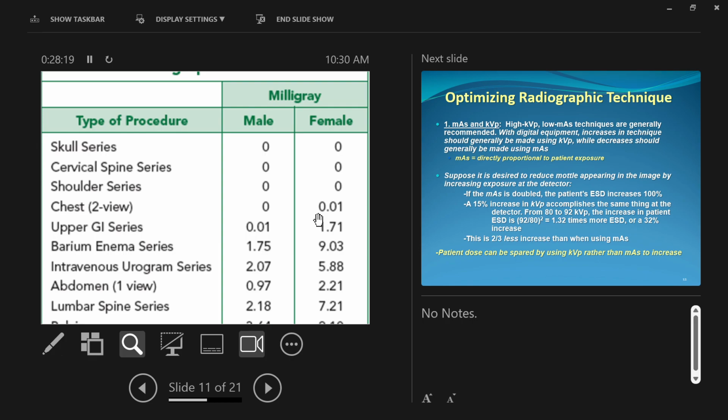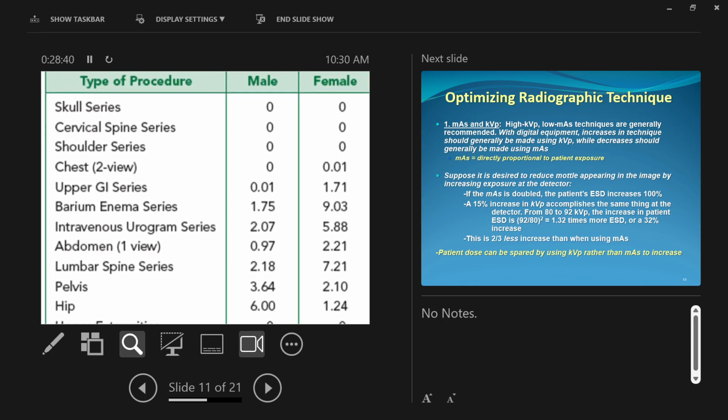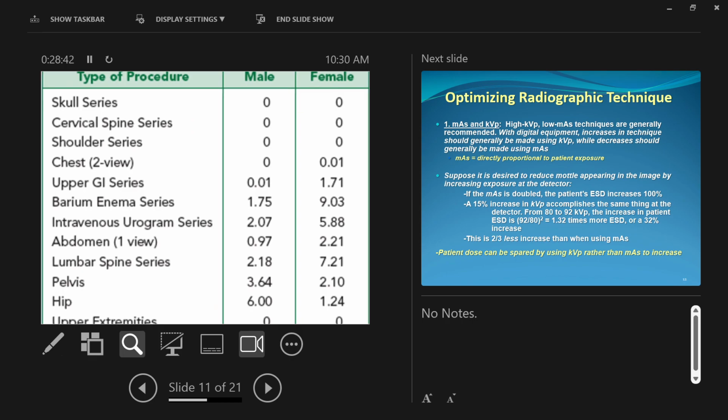Is there a difference between the location for male and female gonads? They're inside the body, right? They're internal in females, where the gonads are external in males. That makes a difference. Okay, the difference in placement for the gonads, male to female, makes a difference. So then you come down to, ignore the upper GI one, but come down to the barium enema. Okay, barium enema series, 1.75 milligray for males, but 9.03 milligray for females.